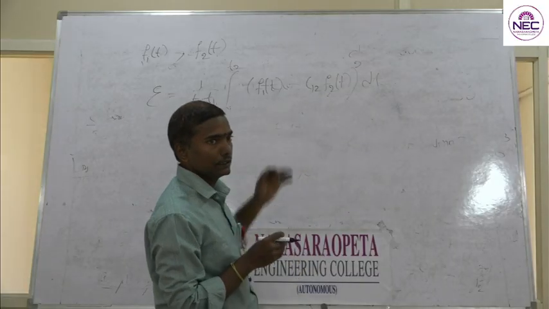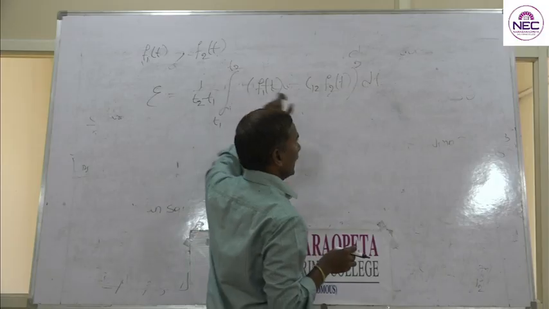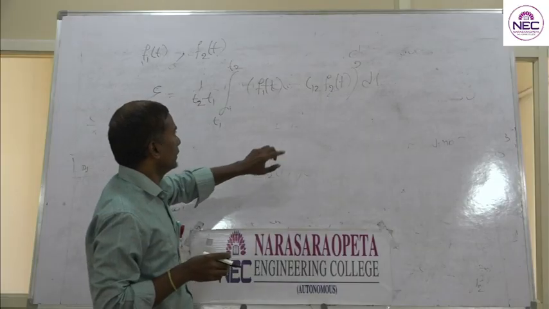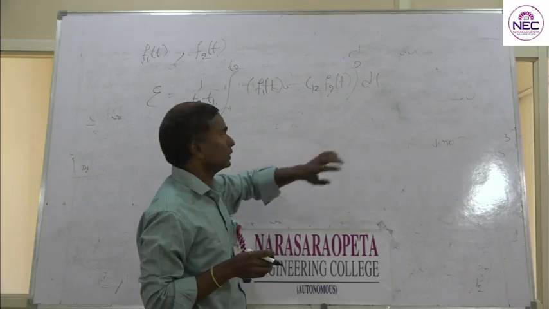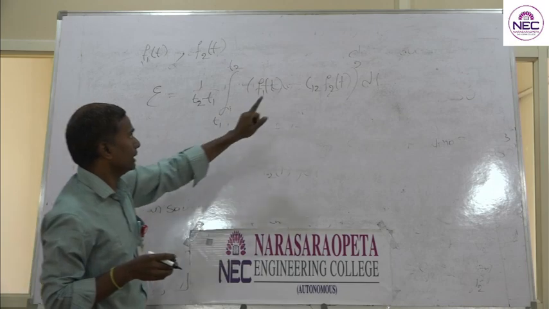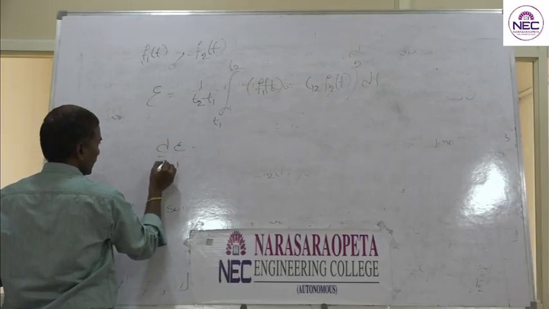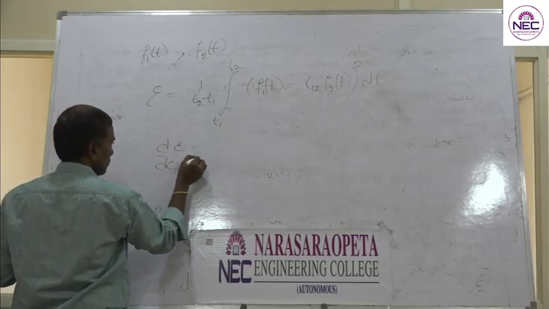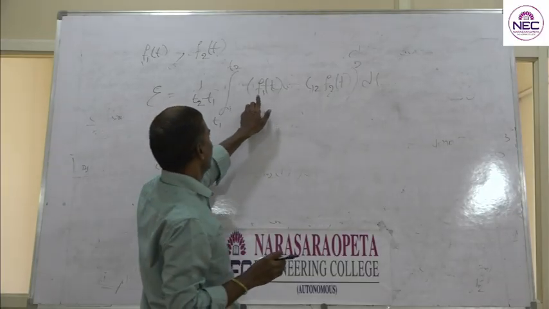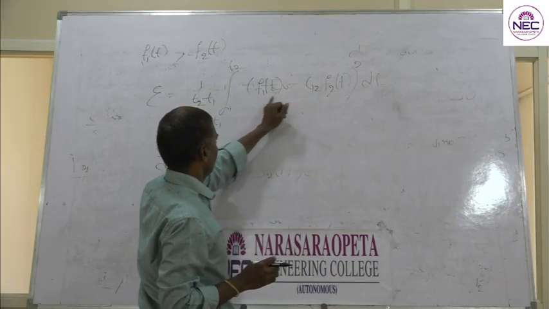Similar to vectors, where the error is minimum when the error component is perpendicular, C12 is deciding the similarity between F1 and F2. So we differentiate for minimum error, d epsilon by d C12, and make it equal to 0, for getting the C12 relationship between F1 and F2.